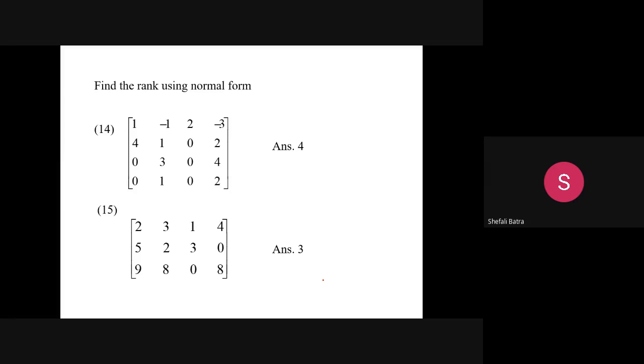So till now we have covered, everyone is able to find the rank of given matrix. Then you can find the inverse of a given matrix, and then you can find the normal form of given matrix, right? Or you can find the rank of given matrix using normal form, right? Everyone?